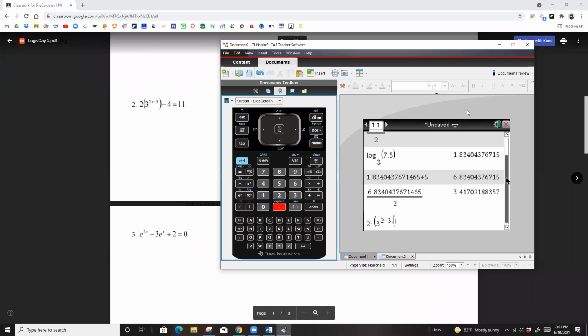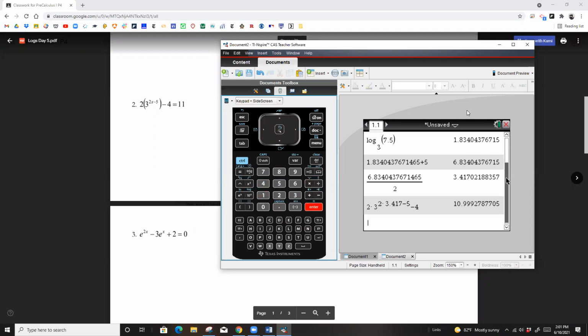All right, so take the equation 2 times 3 to the power of 2 times, we'll round this answer, 3.417 minus 5, and then minus 4. And it comes out to be pretty close to 11, close enough where I feel confident that we didn't make any mistakes. The reason why it's not 11 exactly is because we rounded.